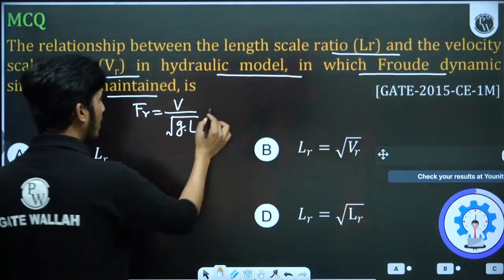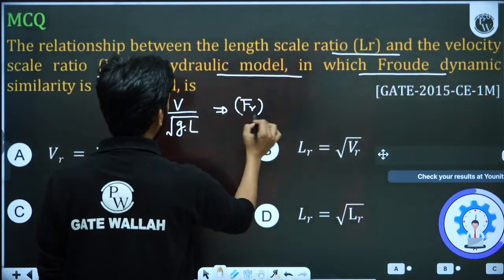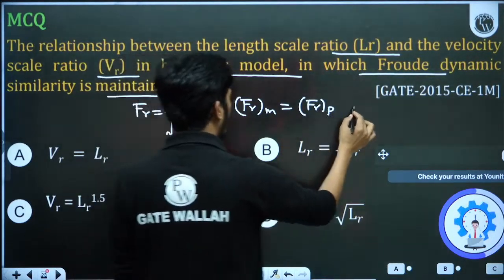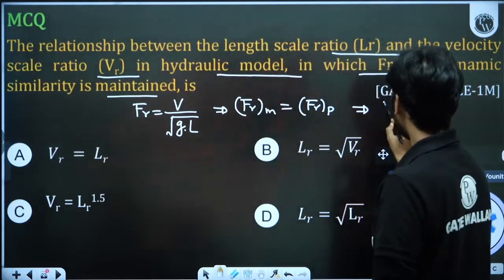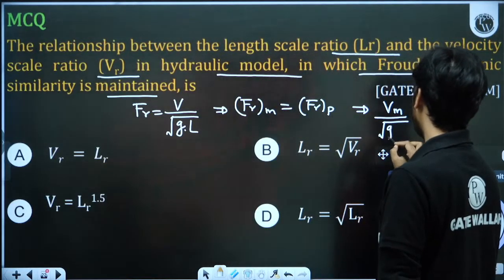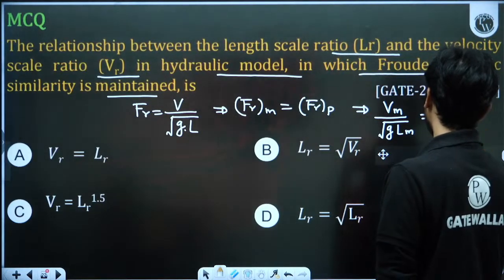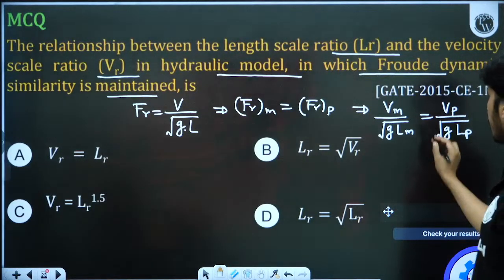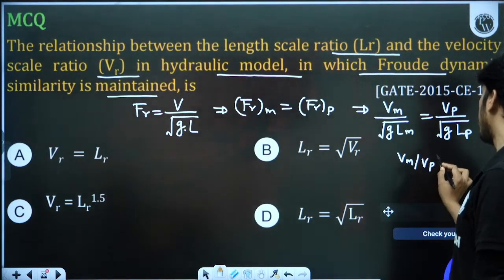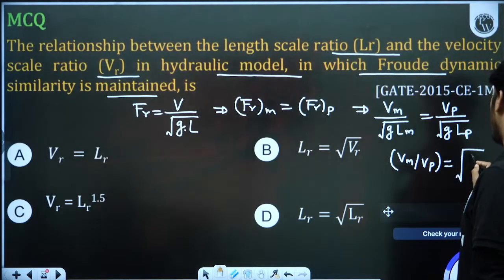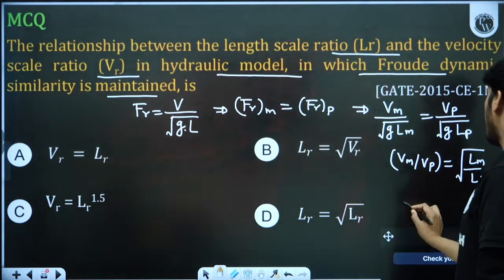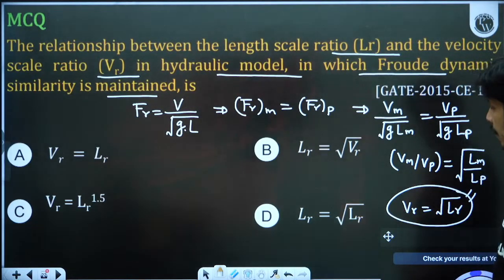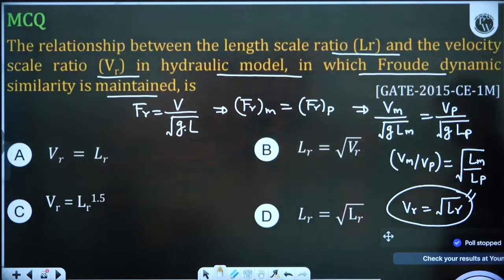But in the Froude model, what happens? The Froude number of the model will be equal to the Froude number of the prototype. Froude model law says that the Froude number of model should be equal to Froude number of prototype, meaning the ratio of the Froude number is equal to 1. So Vm upon root g Lm is equal to Vp upon root g Lp. So Vm upon Vp will be equal to under root Lm upon Lp. Vm upon Vp is the velocity ratio Vr, Lm upon Lp is the length ratio Lr. So Vr is equal to root Lr. That would be the answer.